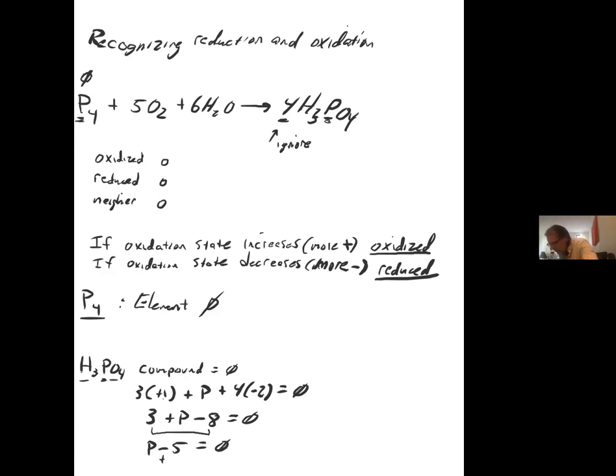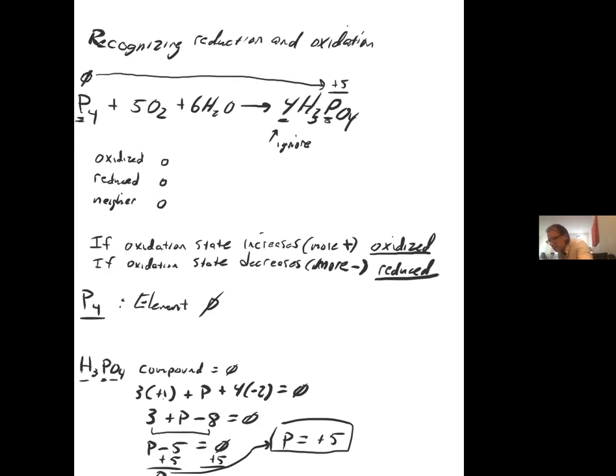Add 5 to both sides, and you get phosphorus. Let me do it over here. Phosphorus equals +5. So over here is +5. And then you ask yourself, did it become more positive or did it become more negative? It went from 0 to +5. That's more positive, right? It's increasing. So the more positive it becomes, that would be oxidized. So the phosphorus in this case was oxidized.